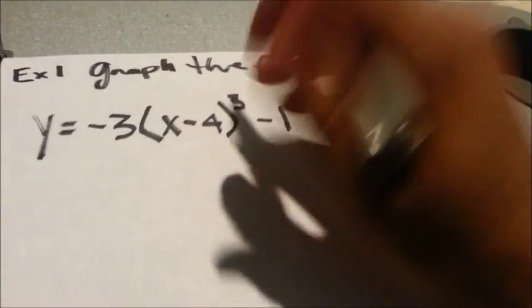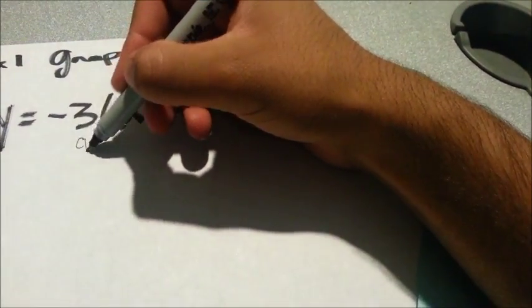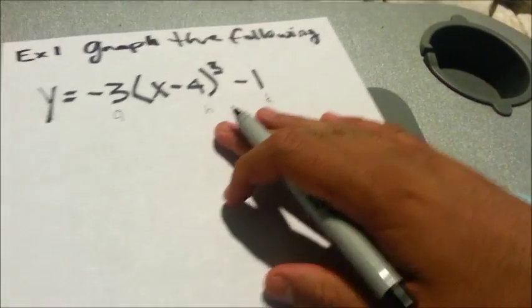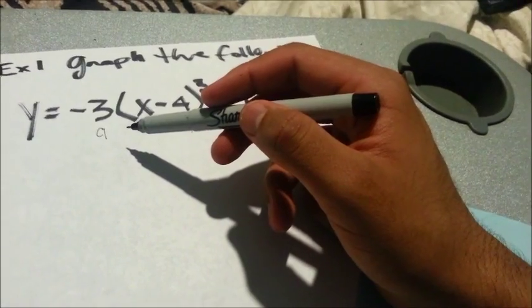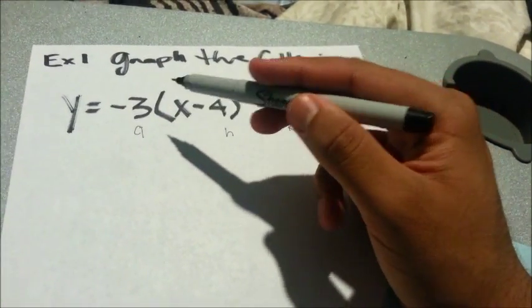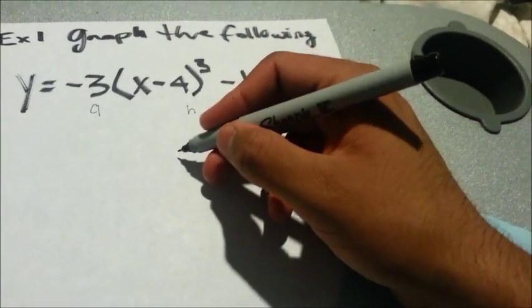Okay, so in this equation, we first want to identify what terms we have. We have the A term, the H, and the K. So this A tells you that we have a vertical stretch, and it's also negative. That means the graph is going to go left to right. So let's graph this.